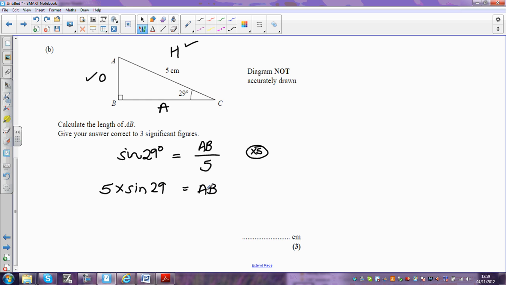All I need to do now is type into my calculator 5 times sine 29. The calculator will give me that directly. Calculator gives me 2.424 and so on. To three significant figures, then it's 2.42 centimeters, which looking at the diagram looks about right.